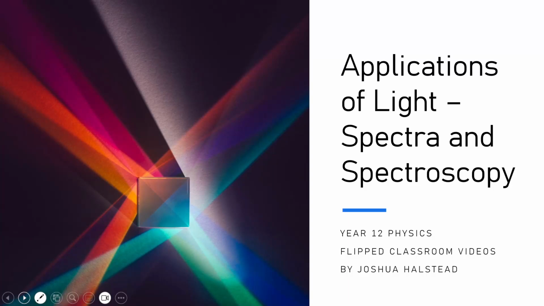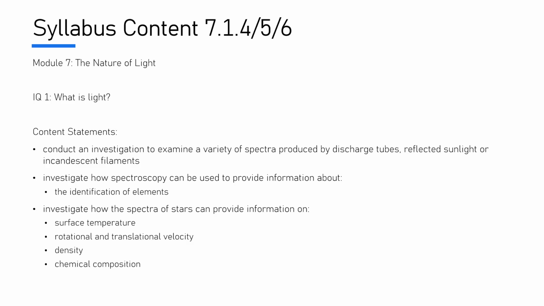G'day everybody, in this video we're going to be focusing on different applications of light. We're going to be looking at the spectra of light and how we can use that to execute on techniques known as spectroscopy. So let's get into it. So we're looking at dot point 7.1.4, 5 and 6.